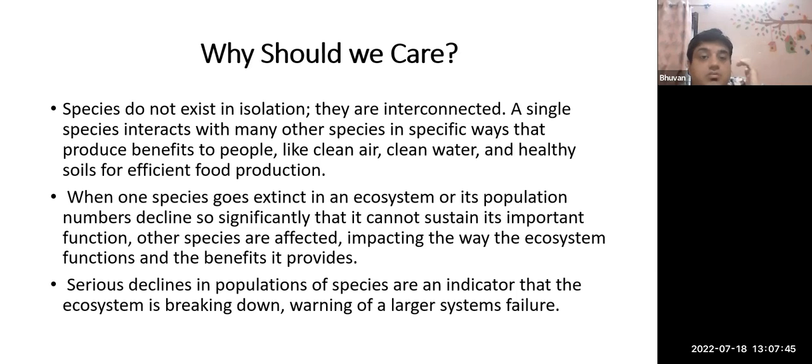So basically species never exist in isolation. They are always interconnected in nature, and if one species gets extinct, the whole web of life gets disturbed. And species are also important. Biodiversity is also very important for providing various kinds of ecosystem services. If biodiversity loss is there, there is a severe threat for the ecosystem services also.